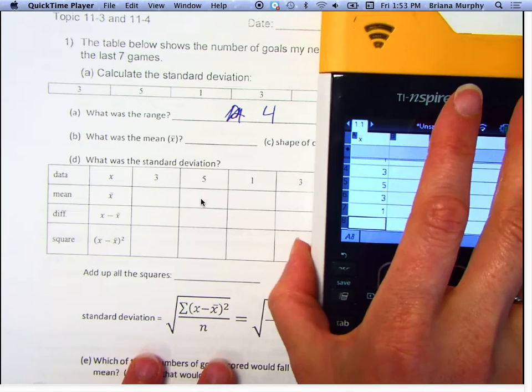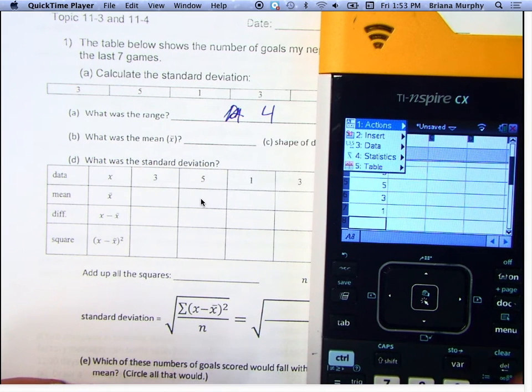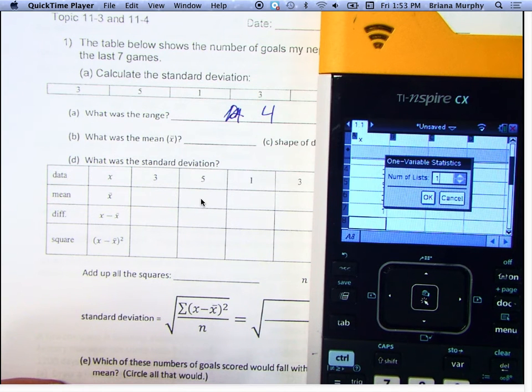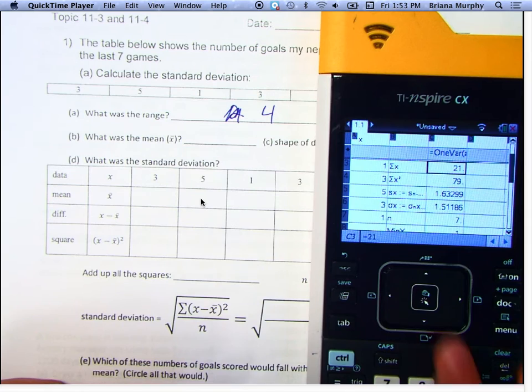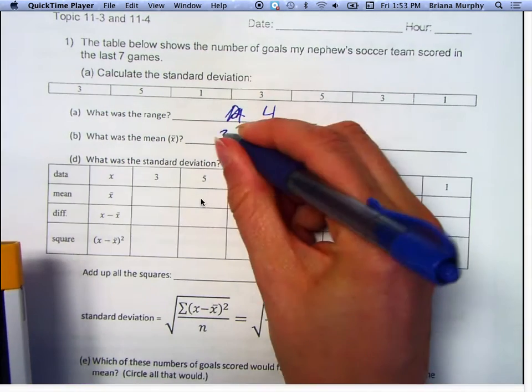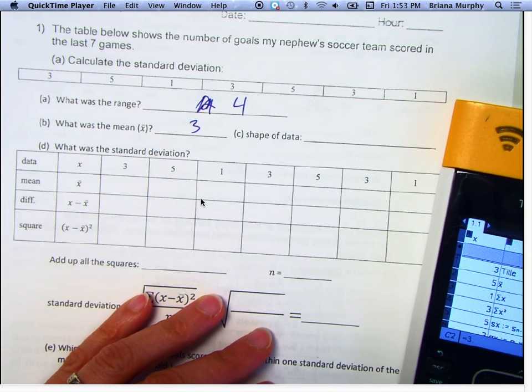Okay, so I've entered all of them in. Then I'm going to hit Menu, 4, 1, 1, okay, okay. And I'm going to find that the mean is 3. How else could I have done the mean, guys? I could have added it all up and divided by how many there were, right?